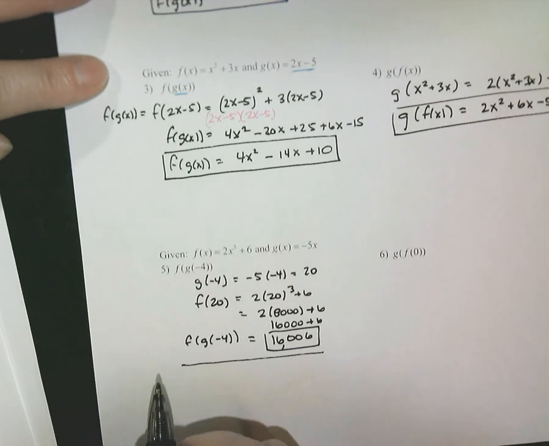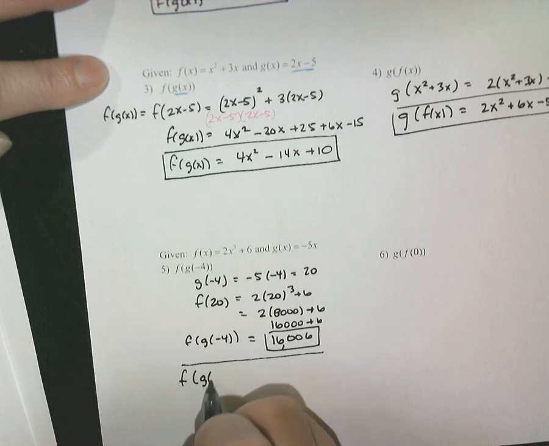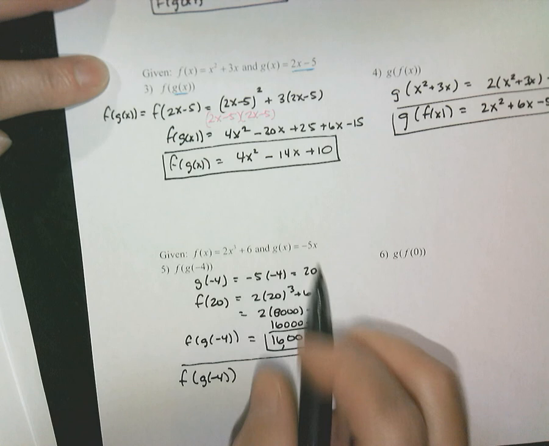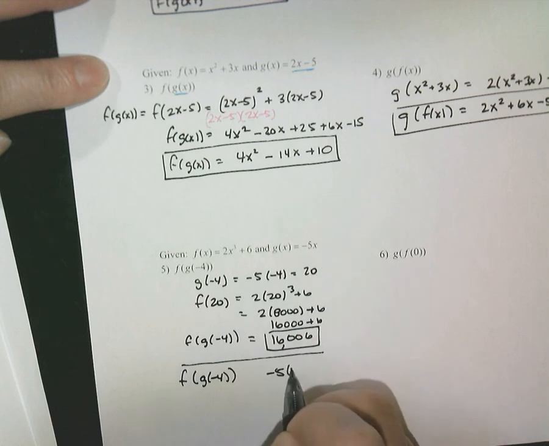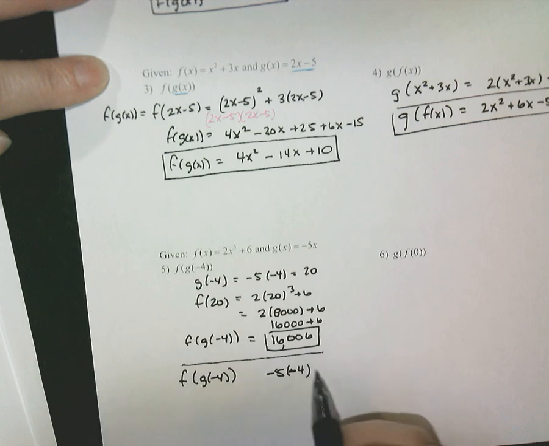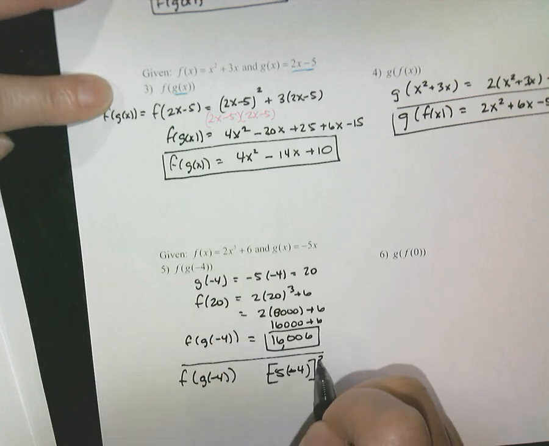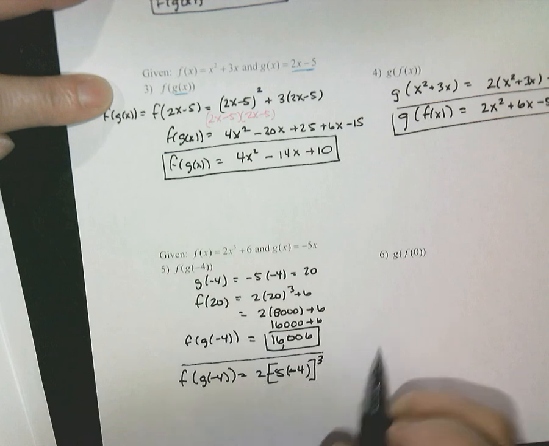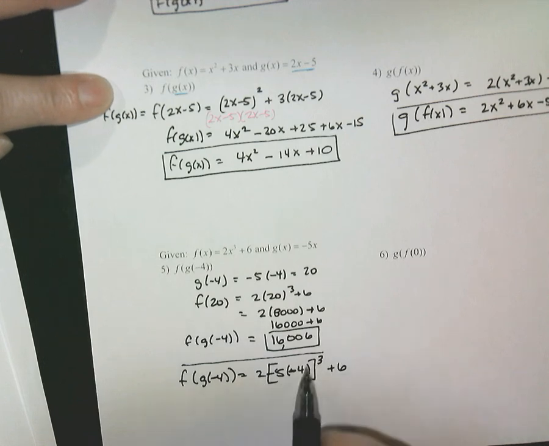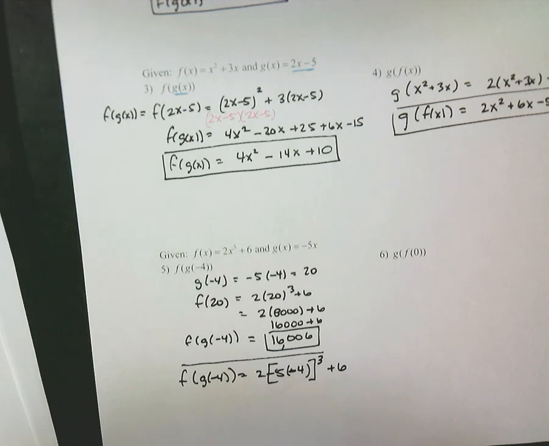Or some of my students see it all in one step. They want f of g of negative 4. So they take the negative 4 and put it in here. So negative 5 times negative 4, make that negative 4. Then they take this whole thing and replace the x with it. So I'm going to put brackets around this, cube it, put a 2 in front, and 6 out back. So this will give you the same result. I don't care which way you see it. Go ahead and do whichever way makes more sense to you.